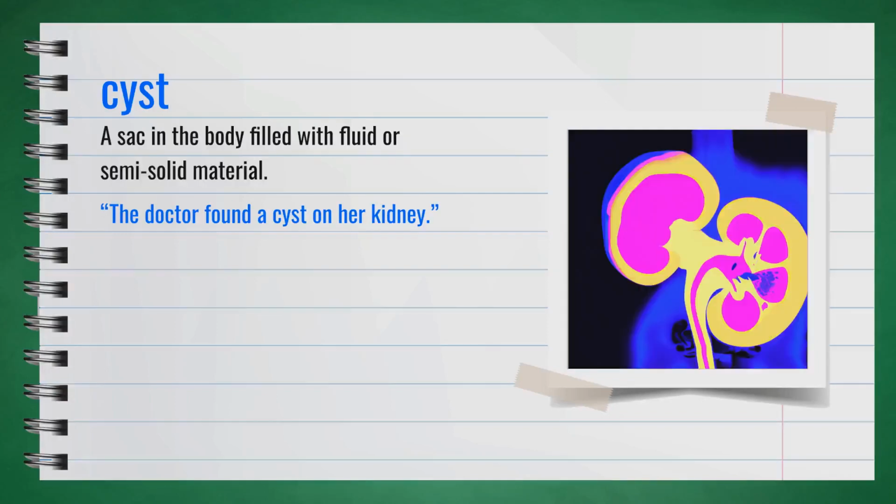The word cyst, C-Y-S-T, is a noun. It refers to a sac in the body filled with fluid or semi-solid material. Cyst can be synonymous with lump or growth. For example, the doctor found a cyst on her kidney. It's a critical term in medical diagnoses. A cyst is essentially a sac in the body filled with stuff.